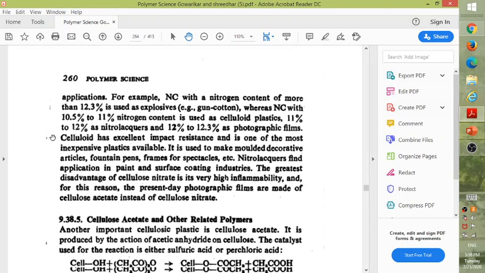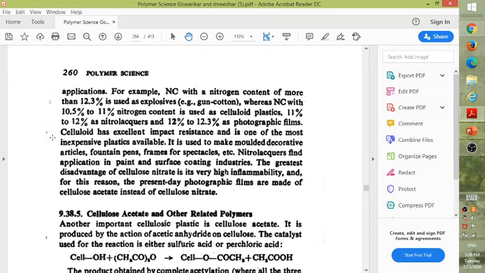Different applications. For example, nitrocellulose with nitrogen content of more than 12.3% is used as explosive. So you should remember this by heart. More than 12.3% nitrogen content in nitrocellulose, it is an explosive. Gun cotton, for example. Whereas nitrogen content of 10.5% to 11% in the nitrocellulose is used as celluloid plastics. Then 11 to 12% is nitrolacquers. Then 12 to 12.3% is photographic films.